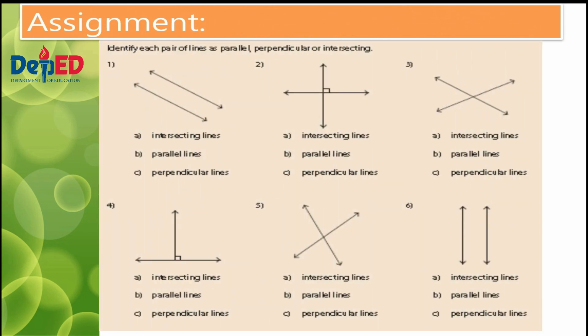Next, we have identify each pair of lines as parallel, perpendicular, or intersecting. Write your answer on a ruled sheet of paper.